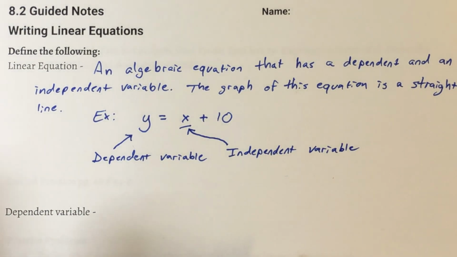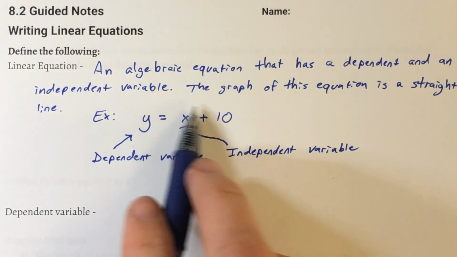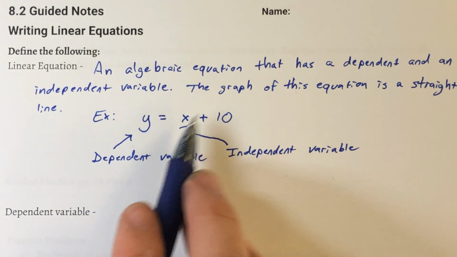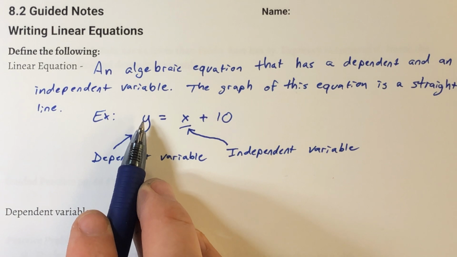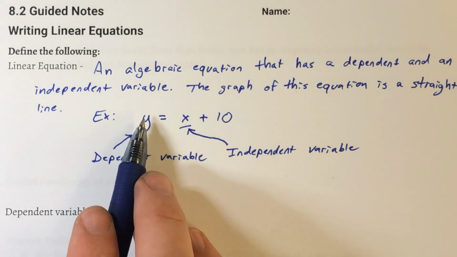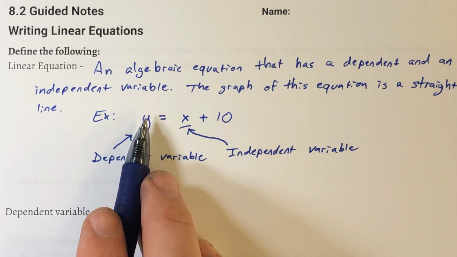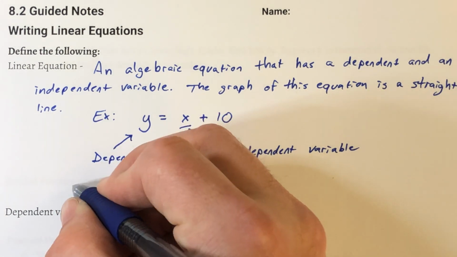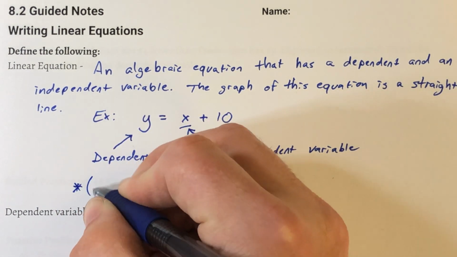So what does this basically mean? It means this letter depends on what's going on over here. So I need to know what x is so I can add 10 to it so I know what this variable is going to be. So in this situation, y depends on x. So your variable that's usually by itself is typically your dependent variable. And this pattern is typically always going to be true. So we're just going to make note of that.